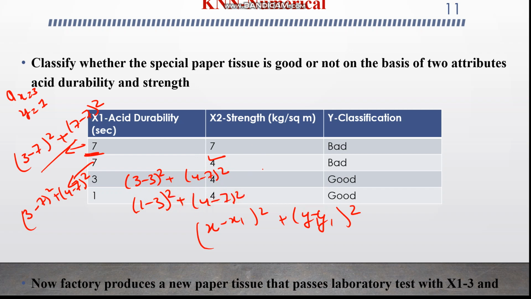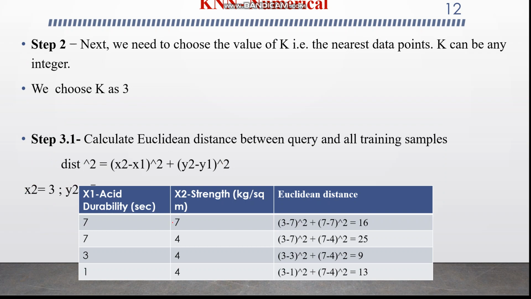We will calculate all these values, that is the Euclidean distance, and in the next step we will arrange them. Let's see how these values are calculated. When we calculate 3 minus 7 squared plus 7 minus 7 squared, we get 16. Similarly 9 is calculated and 13 is calculated as we have discussed. Now it is given to choose k as 3.